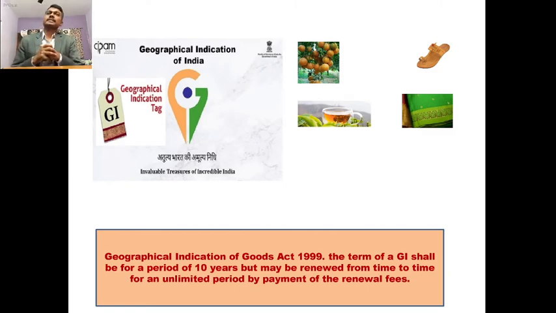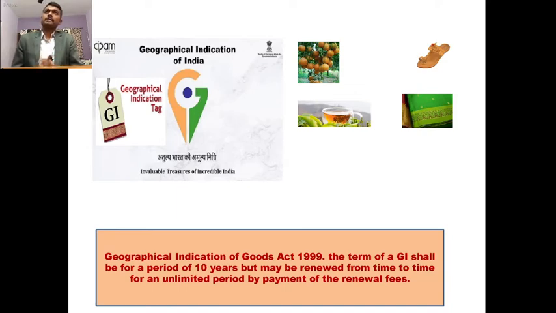I gave you some nice examples. There are plenty of such examples, and this is not given to a particular person, but it is given to a group of farmers or to a cooperative society. It is not given to a single individual. Now, the Geographical Indication of Goods Act 1999 governs this, and the term of a GI, that is geographical indication, shall be for a period of 10 years, but may be renewed from time to time for an unlimited period on payment of the renewal fees. So it never ends, it can be renewed again and again, so there is no issue with that.